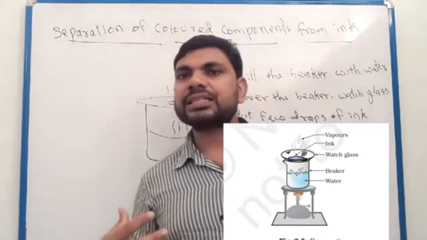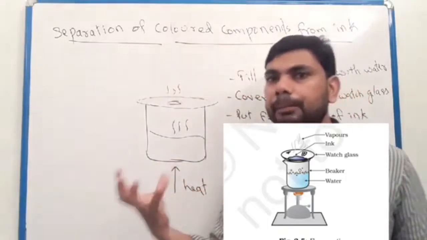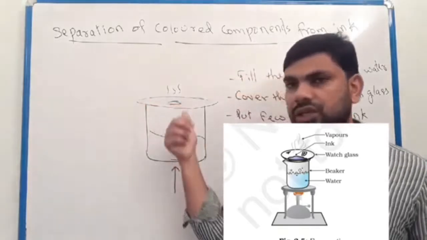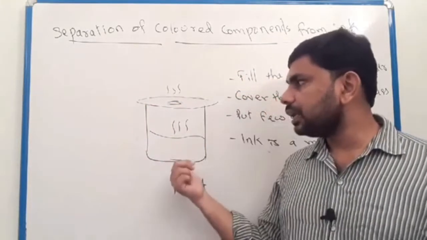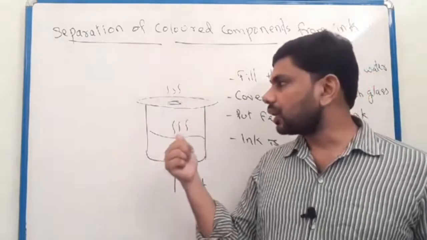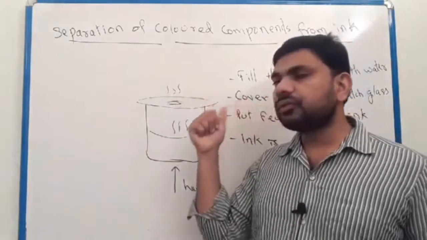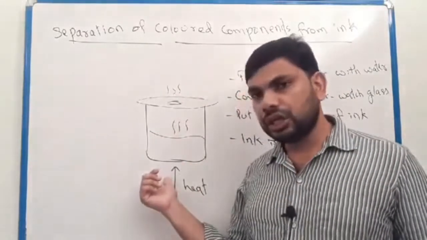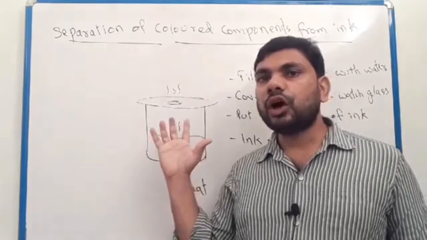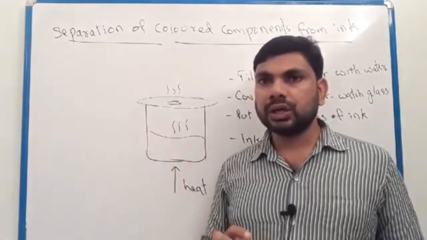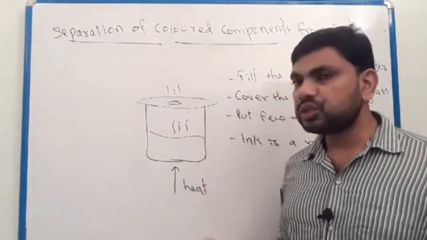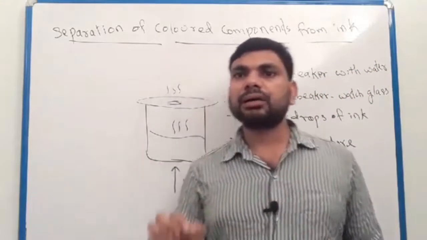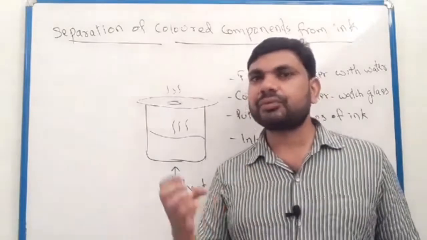Okay, so this mixture we can separate by this method. Take water in a beaker, cover the beaker with a watch glass, put a few drops of ink on the watch glass and heat the water. Do not heat ink directly. Okay, and here ink from the watch glass will evaporate. After evaporation is finished, we will stop heating. Then we will obtain residue from the watch glass. So this is the method to obtain colored components, or you can say different dyes, from the ink.